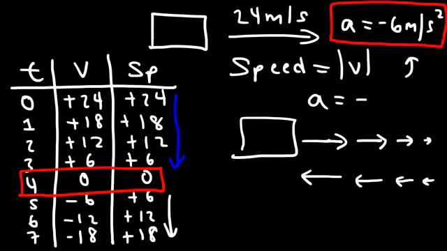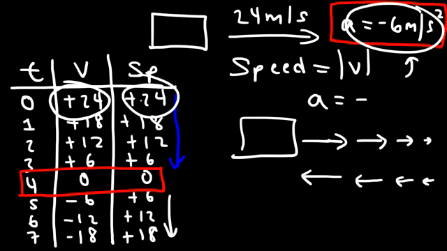Now remember what we said before. If acceleration and velocity share the same sign, then the object will be speeding up. That is, if they're both positive or both negative. But if they have opposite signs, then the object is slowing down. So during the first 4 seconds, the velocity is positive and the acceleration is always negative. Therefore, because the signs are opposite, it's slowing down. The speed is decreasing from 24 to 0.